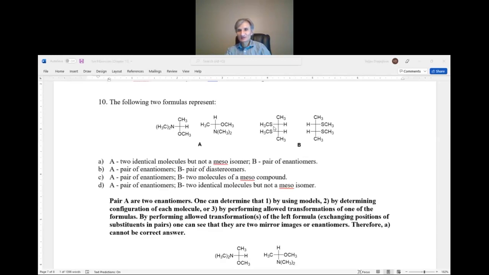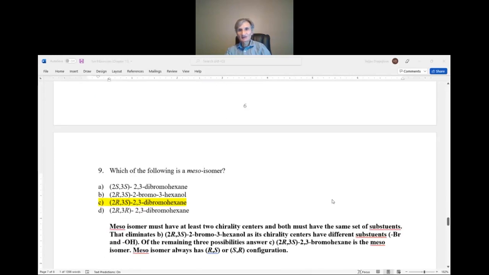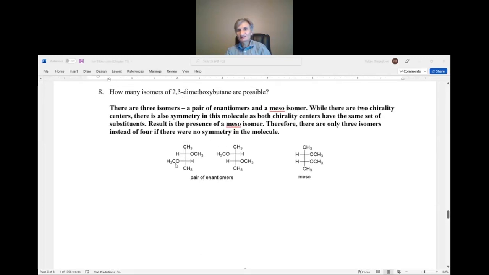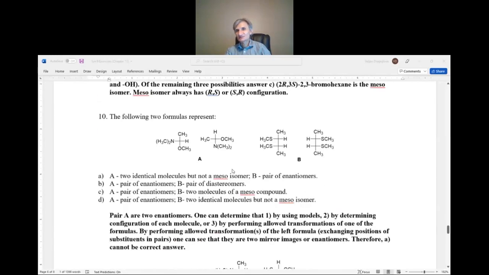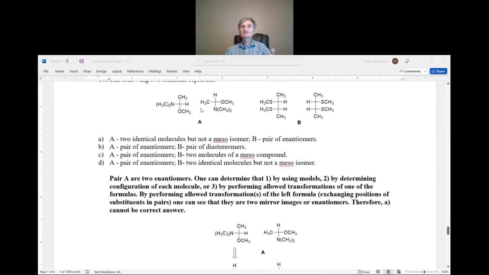That's a pair of erythro, actually it's meso. And when they are on the opposite sides, that's threo. But for that, you need 2 chirality centers. If it's one chirality center, there are only 2 possibilities: either identicals or a pair of enantiomers. And so 2 identical molecules, but not meso isomer, that's a possibility.